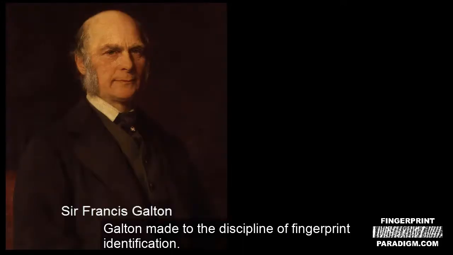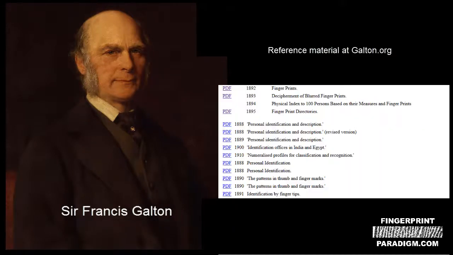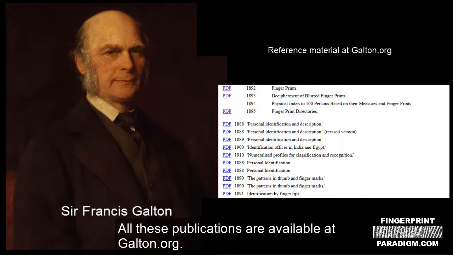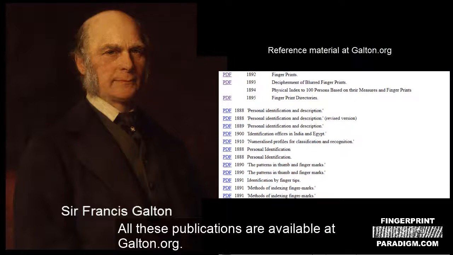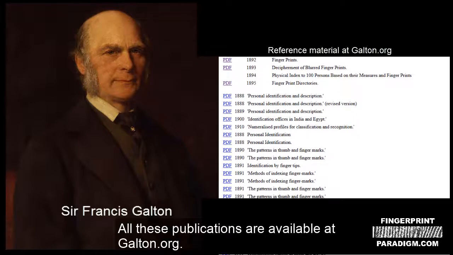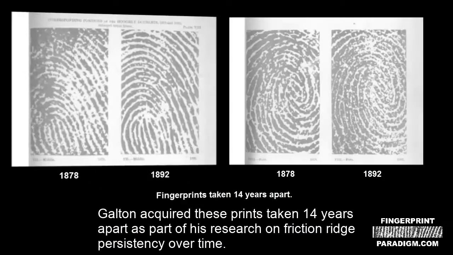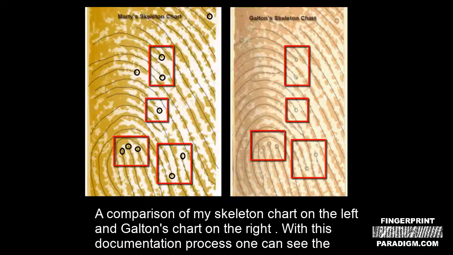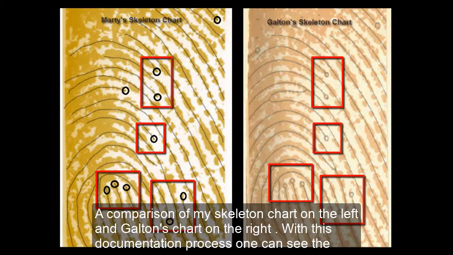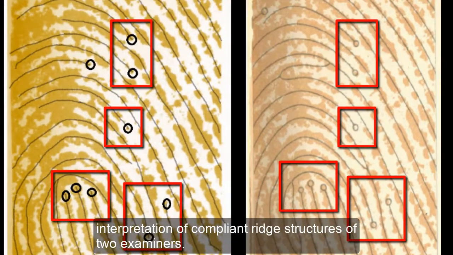Let's never forget the significant contributions Galton made to the discipline of fingerprint identification. All of his publications are available at galton.org. Galton acquired these prints taken 14 years apart as part of his research on friction ridge persistency over time. A comparison of my skeleton chart on the left and Galton's chart on the right. With this documentation process, one can see the interpretation of compliant ridge structures of two examiners.